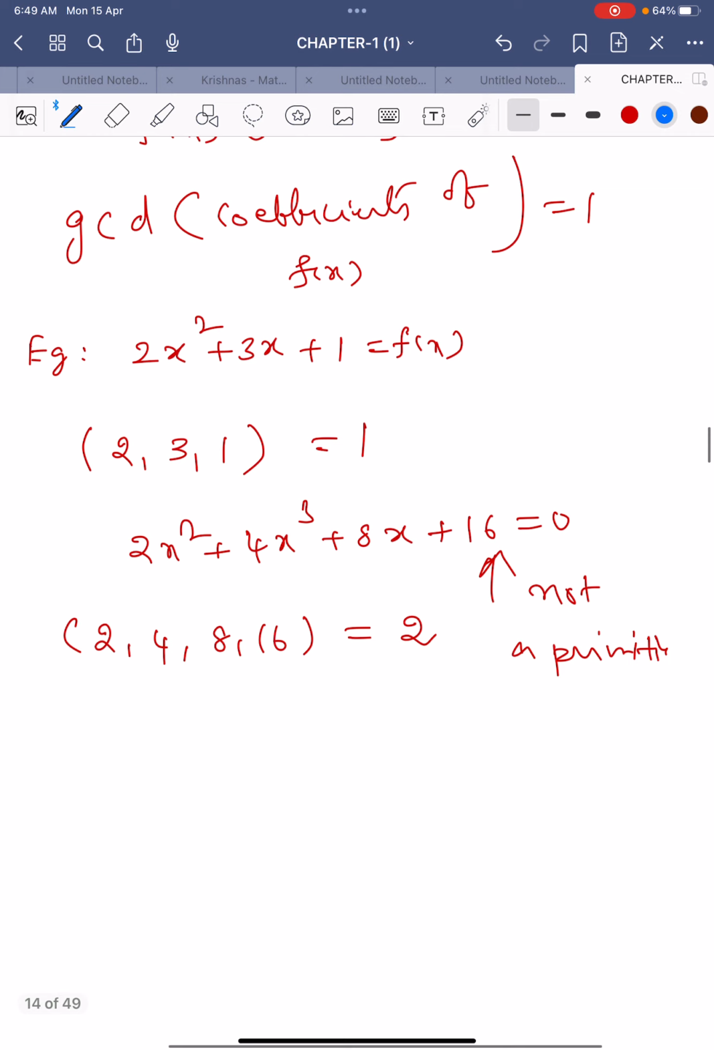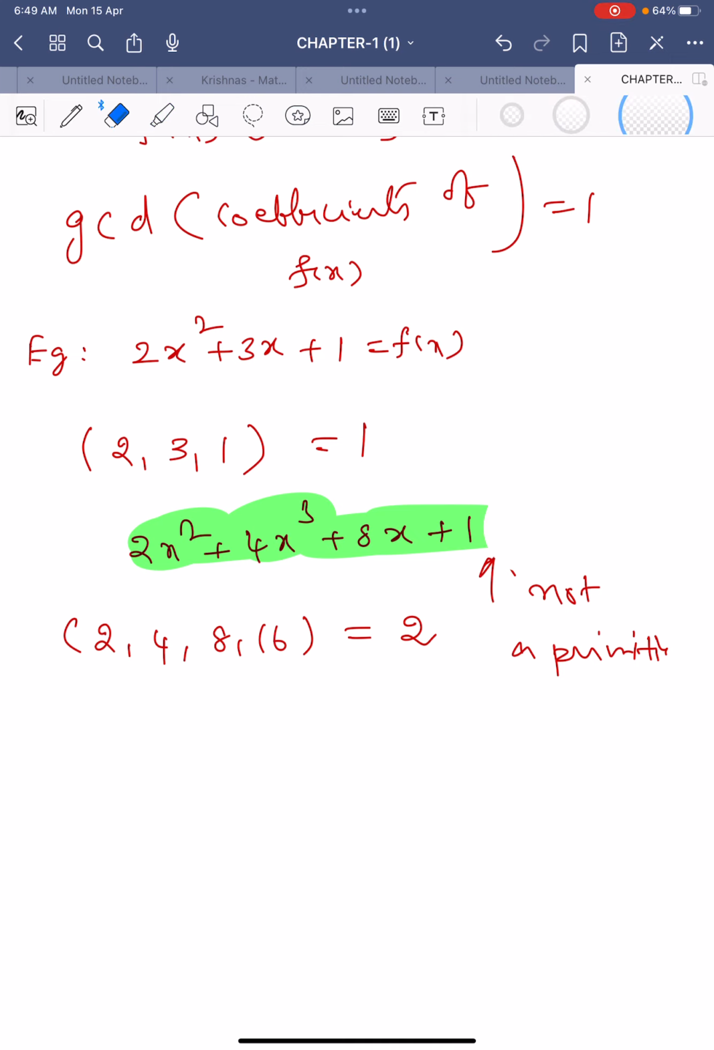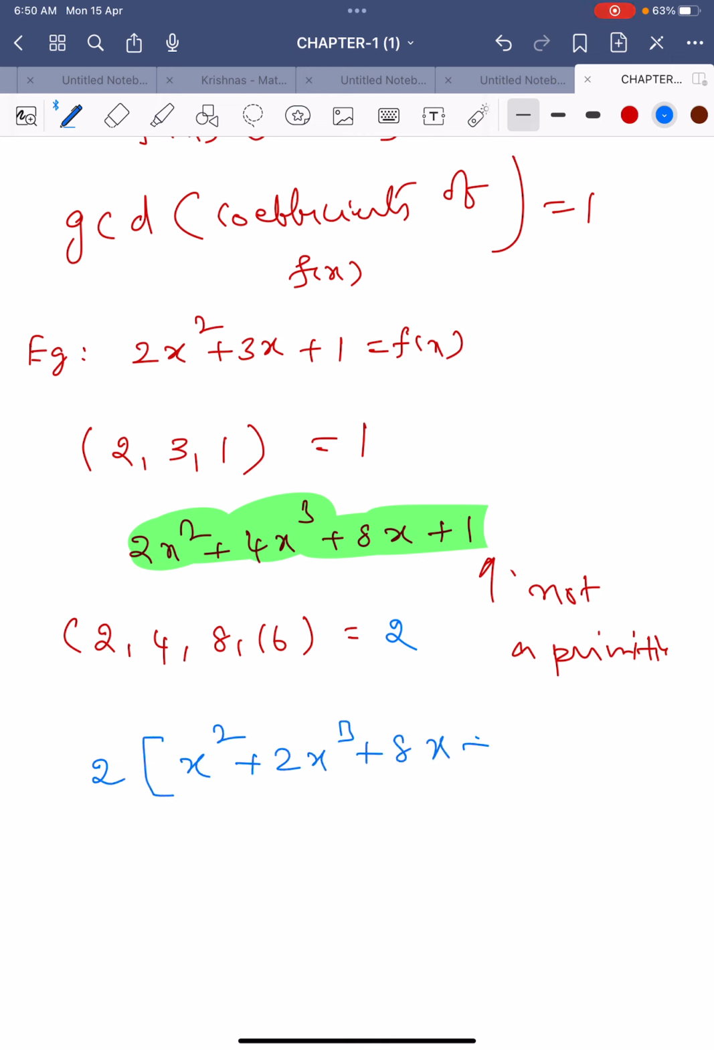Here 2x cube plus 4x square plus 8x plus 6 is a polynomial. Now let us remove that equal to 0. It is a polynomial of degree 3. So the GCD is 2 here. After taking 2 common like this, you get x cube plus 2x square plus 4x plus 3. This is clearly a primitive polynomial. So this 2 is called the content of that polynomial. That's it.